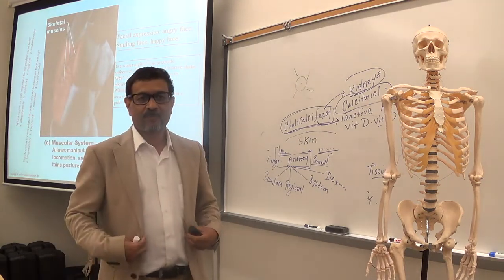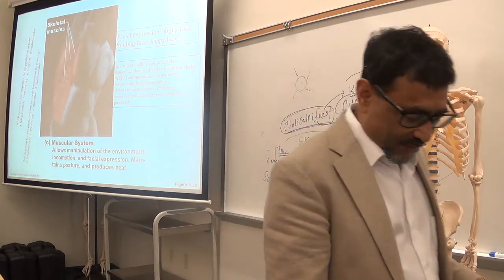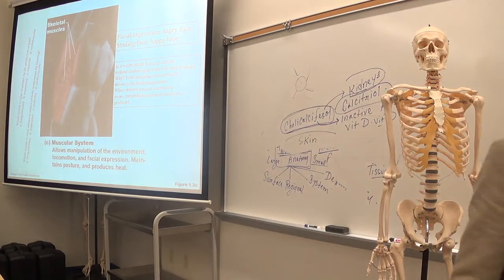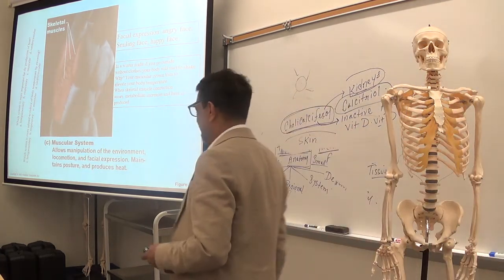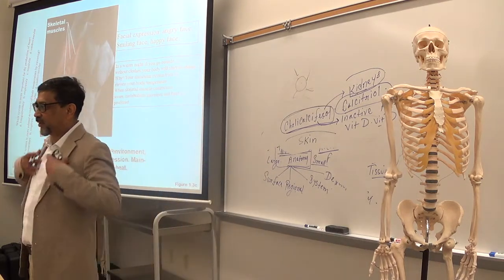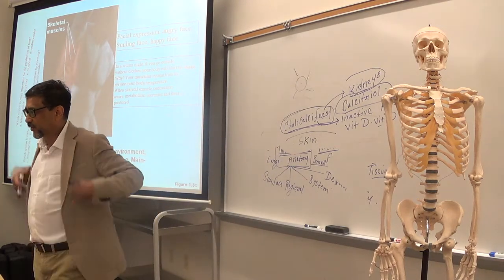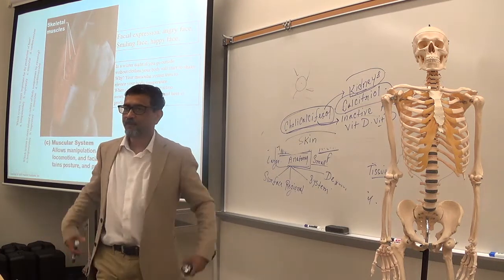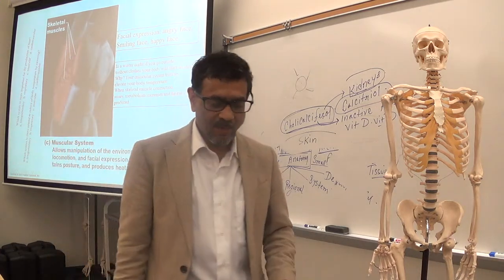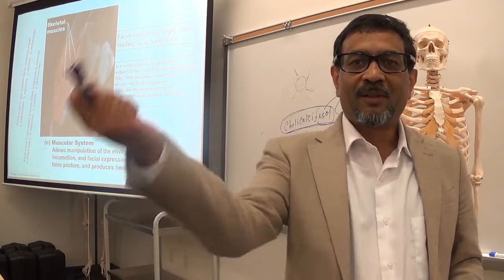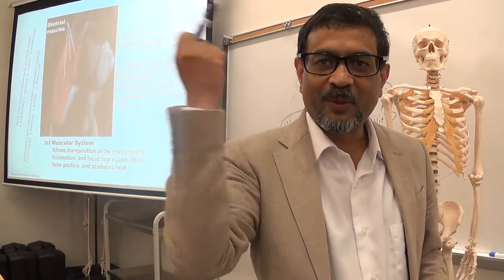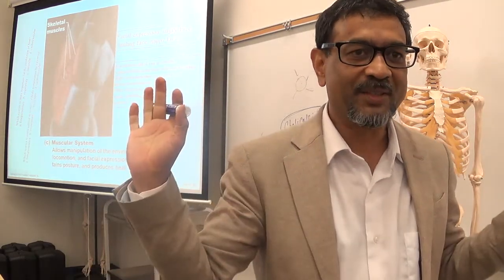Muscular system. The muscular system consists of the skeletal muscles. Those muscles are attached to the bones. All these muscles. So now you tell me, muscle helps to move the bones at the joints.